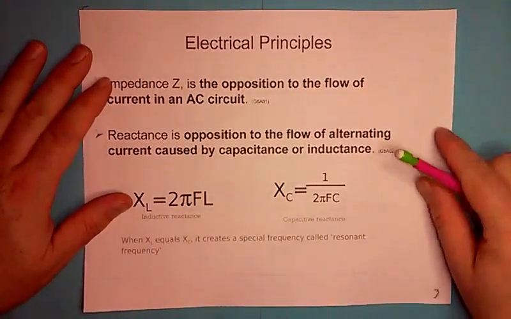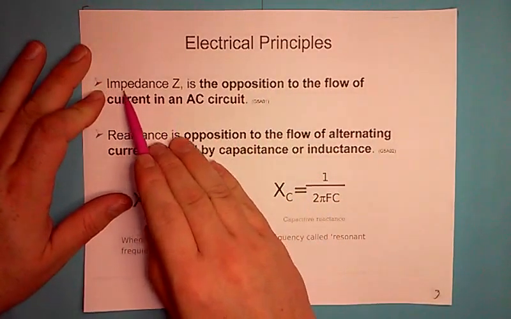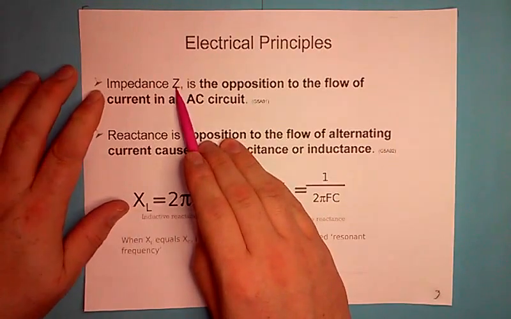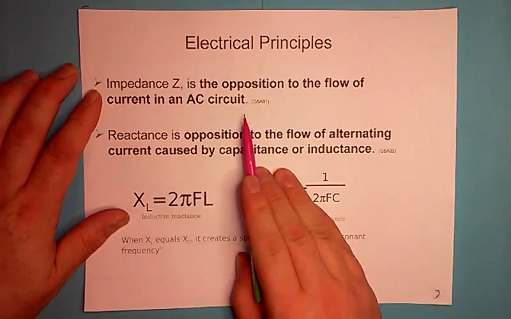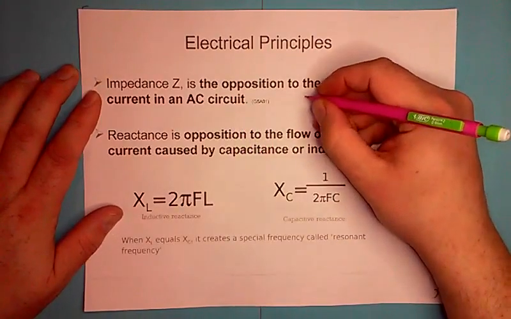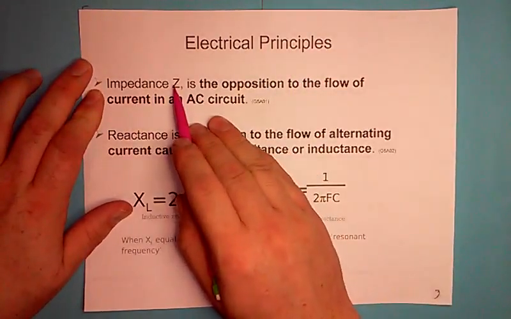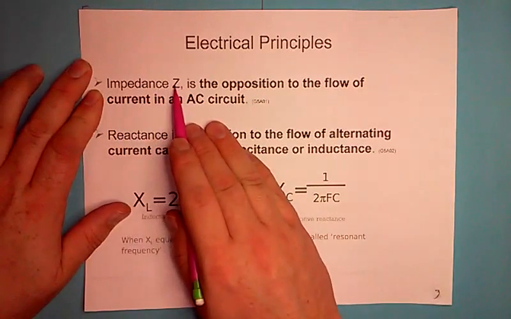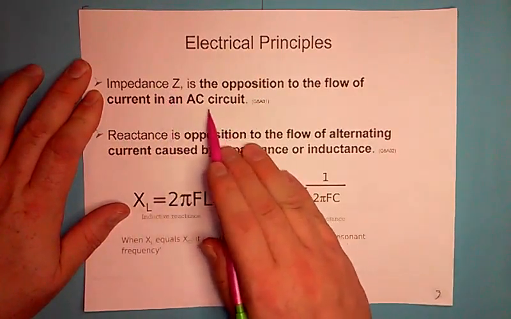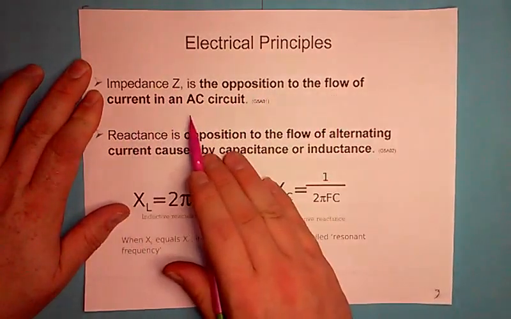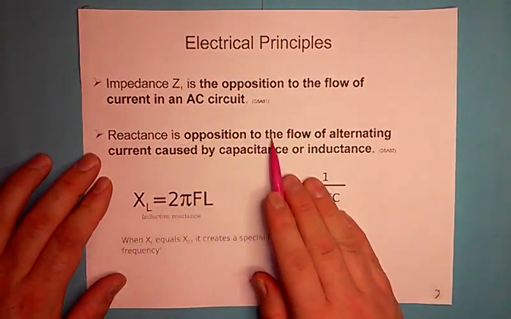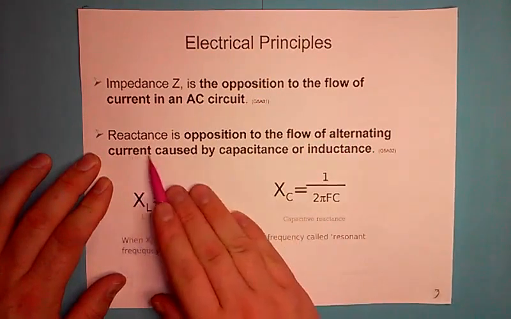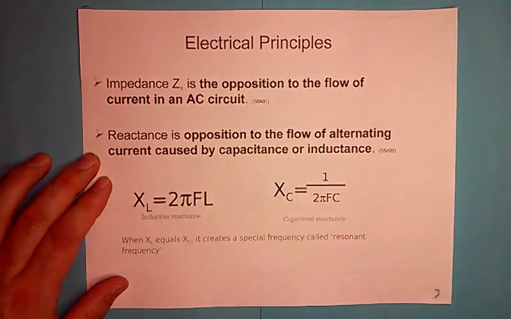All right, so electrical principles. Impedance, which is represented by Z, is the opposition to the flow of current in AC circuits. So we have R for resistance in DC, and impedance, Z, is the opposition to flow of current in AC circuits. Reactance is the opposition to flow of alternating current caused by capacitance or inductance.